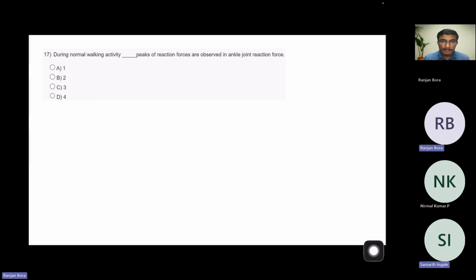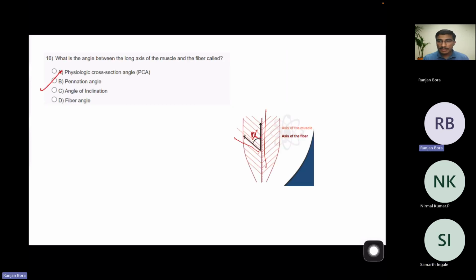Sir, do all muscles have a pennation angle, or only some muscles have a pennation angle? Yeah, all muscles have a pennation angle, but there are some muscles for which the pennation angle is 0, meaning the muscle fibers are oriented along the axis of that muscle. But there are very few muscles for which the pennation angle is 0. Most of the muscles have some pennation angle. Okay, sir.